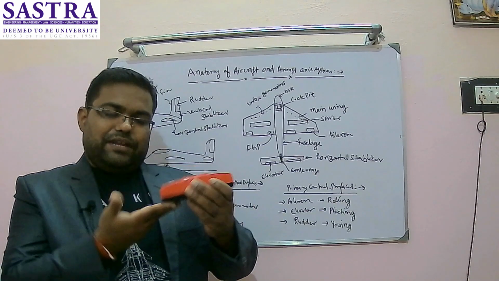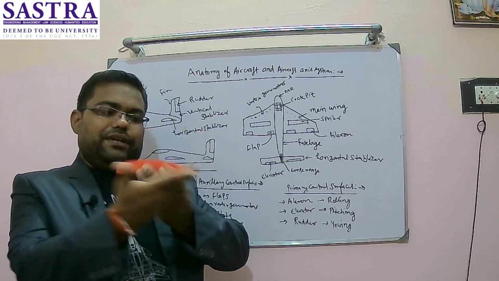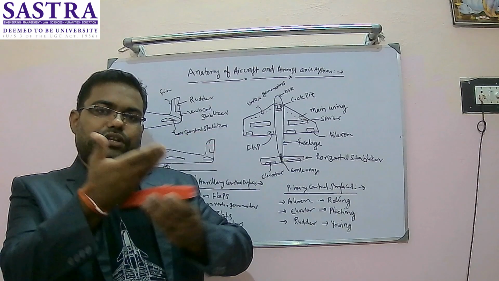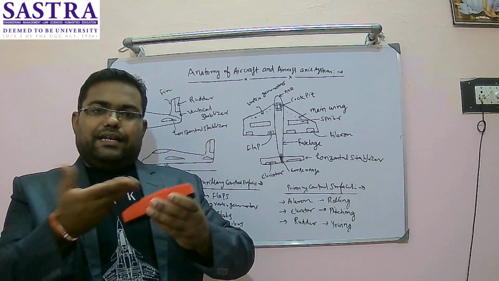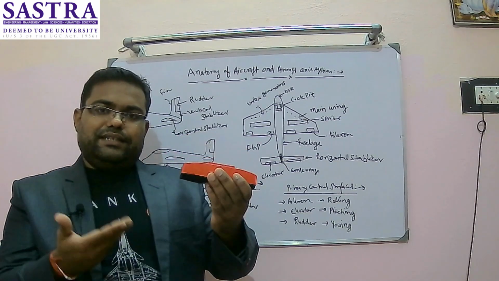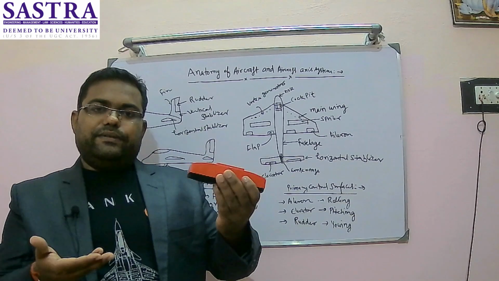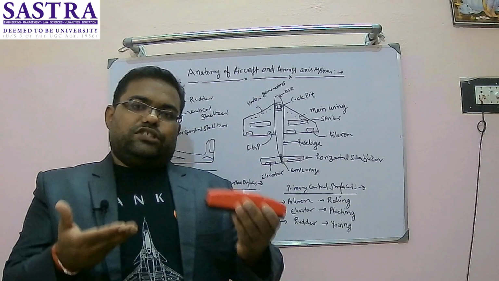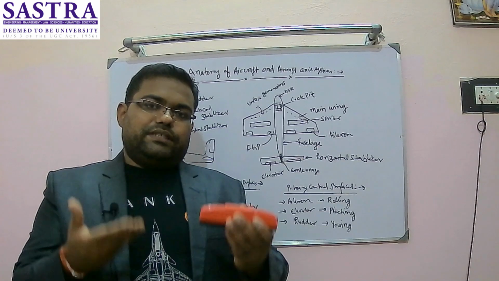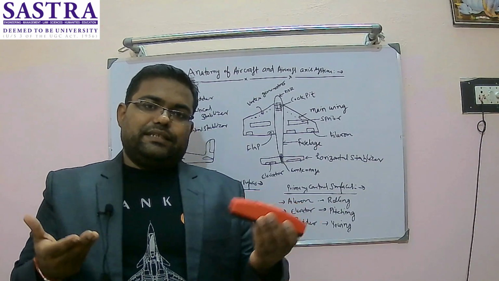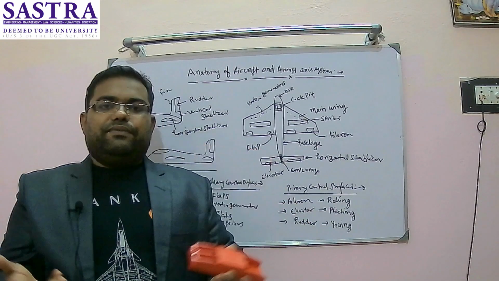So if I deploy the flap, it will come down like this. If you look at the overall curvature, the curvature of the top surface has increased. When curvature has increased, there will be a more effective area over which I can have attached flow. So the area over which I can have more attached flow has increased. Hence my lift will increase.